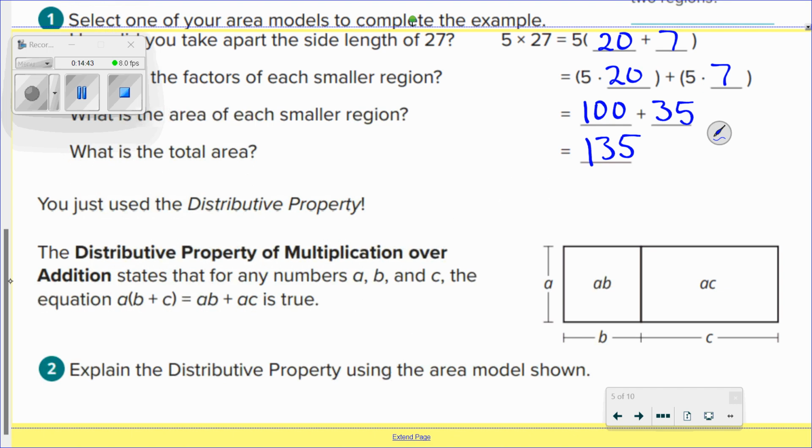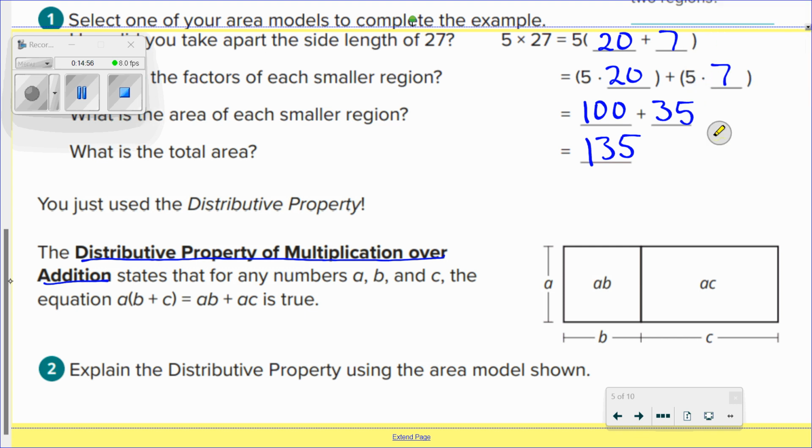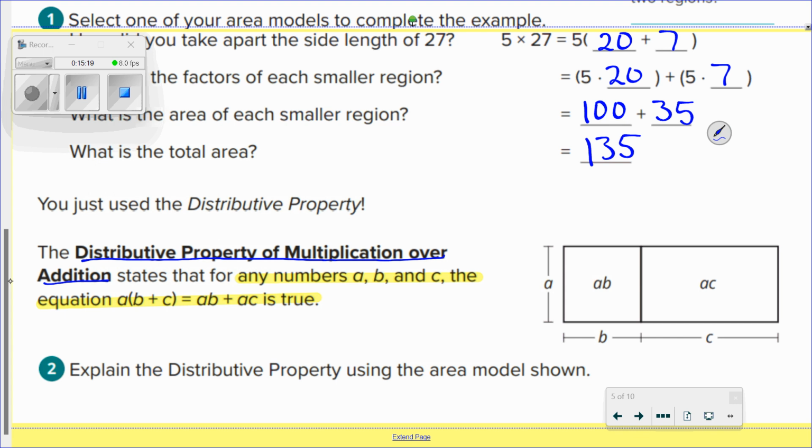Okay, we need highlighters again. We have another definition here. And this is the distributive property of multiplication over addition. And that is actually really important because we are using multiplication and addition in this one, states that for any numbers a, b, and c, the equation a times the quantity of b plus c equals a times b plus a times c is true. So this now has its own name. We call this the distributive property of multiplication over addition, because addition is the operation that was used to put the numbers together, correct?